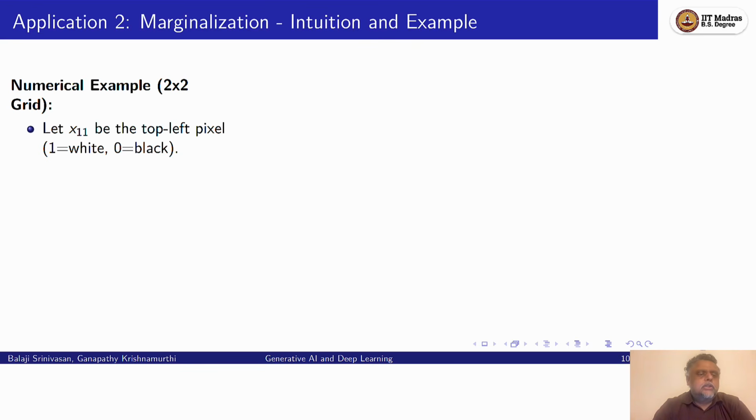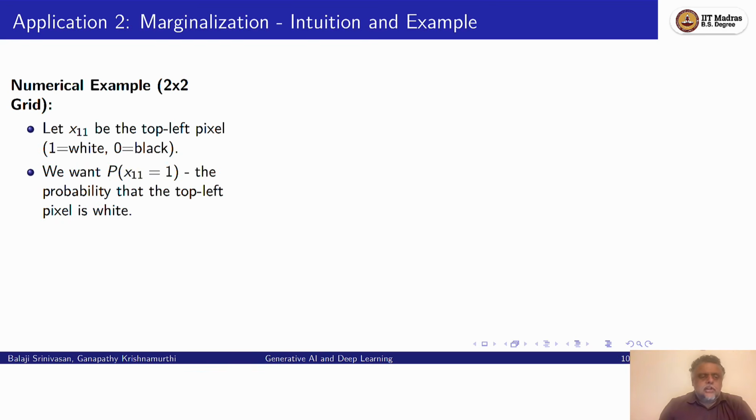So let's just do this numerical example, a 2x2 grid. So x11 is the top left. The pixel value 1 would correspond to white, 0 would correspond to black. So we want P(x11 = 1), which is basically the probability that the top left pixel is white, regardless of what the other pixels are. So that's what we want to find out.